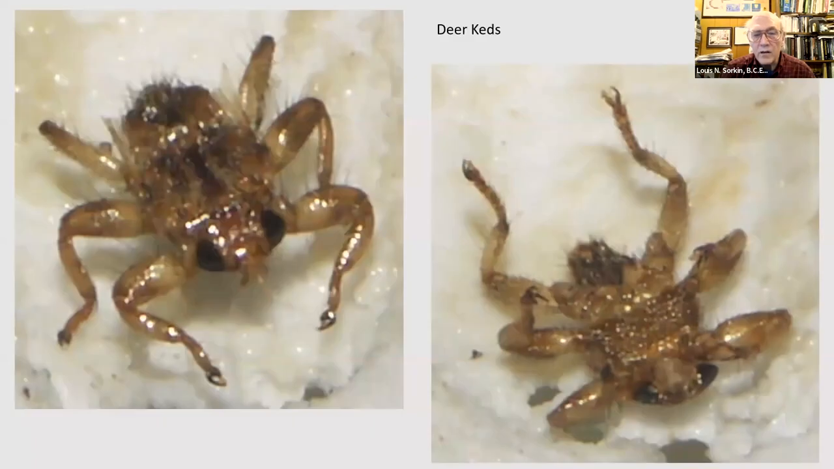Different view of the pigeon fly. Deer ked, this is another fly. It's parasitic on deer, and it doesn't have wings. It stays on that animal.